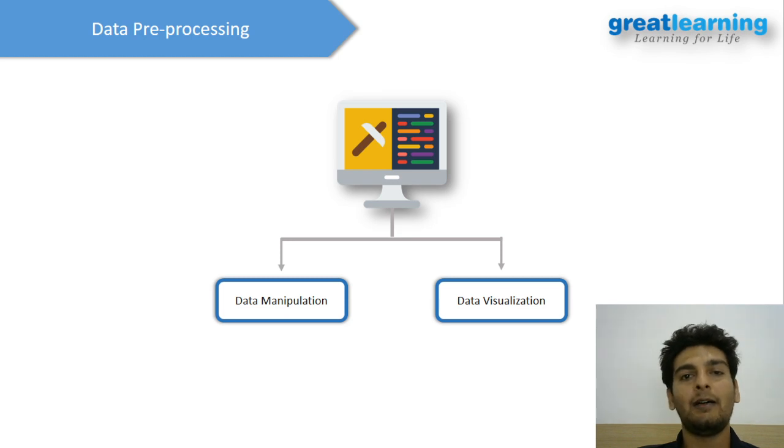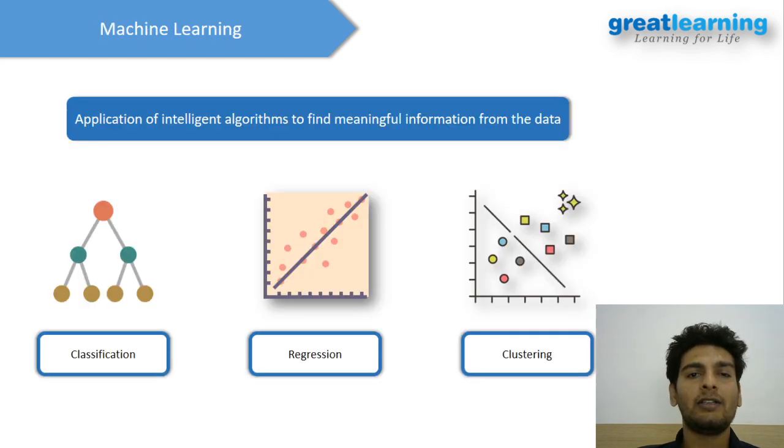So this is the data pre-processing part. And once you're done with data pre-processing and you have the right data set with you, this is where you will go ahead and build the machine learning algorithms on top of your data set. Now, machine learning algorithms are basically intelligent algorithms which help us to find out meaningful information from our raw data. And you've got different machine learning algorithms such as classification algorithms, regression algorithms, and clustering algorithms.